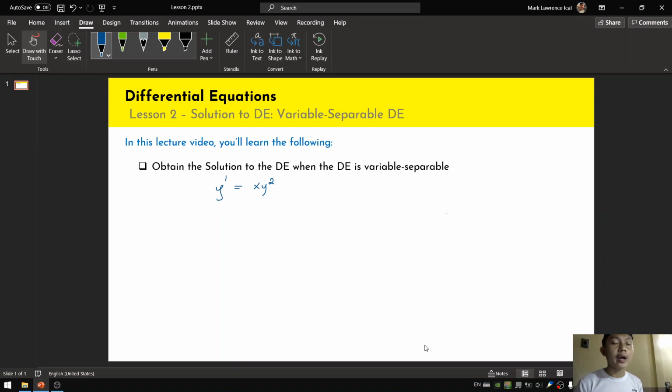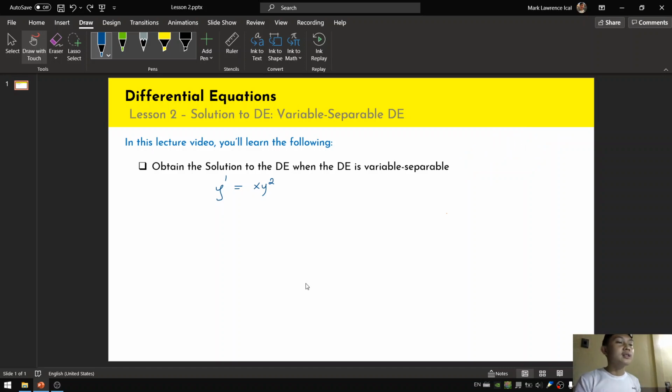Before I end the video, I have to remind you again that this technique I'm teaching you is only applicable for first order differential equation, which means that you will only see one prime, so y prime lang, so hindi na kayo makakita ng mga y double prime because that's already in a higher order differential equation, remember. More than one is many. So that's only for first order.